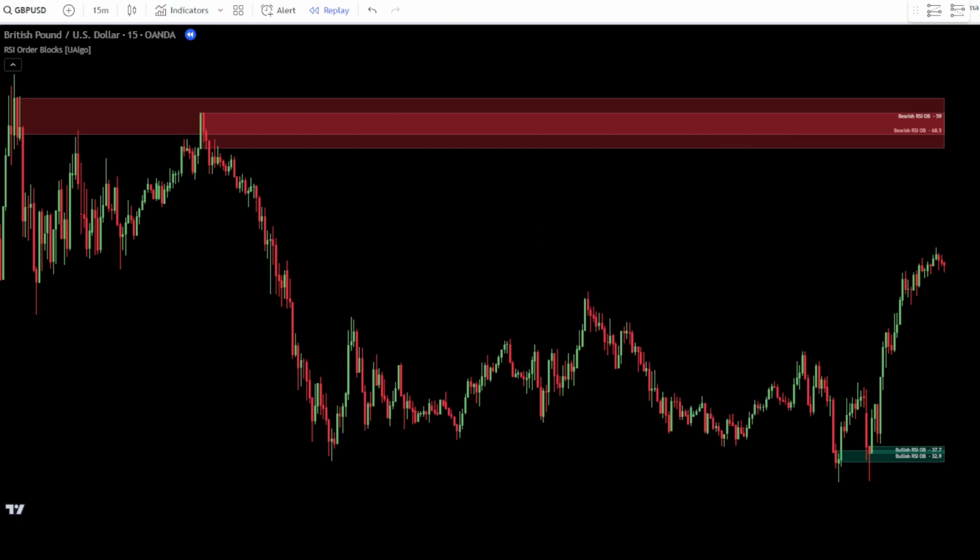We will use the RSI order blocks indicator to identify key levels in the market. If a green-colored level appears, it indicates a bullish order block. In this case, focus on finding the best point to place a buy order. On the other hand, if a red-colored level appears, it indicates a bearish order block. In this situation, focus on finding the best point to place a sell order.